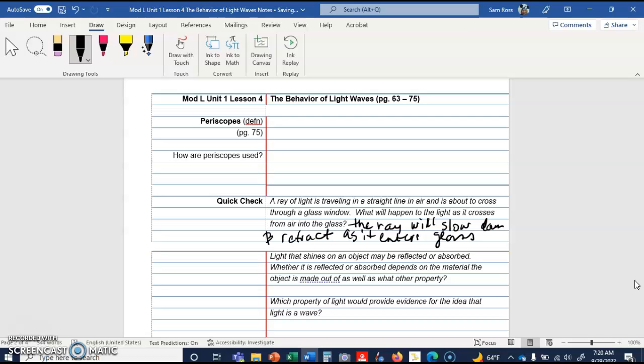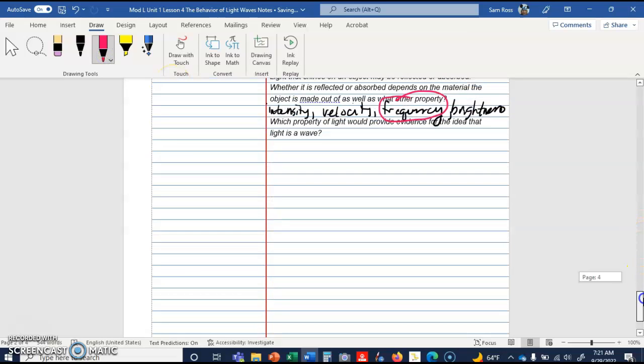Light that shines on an object may be reflected or absorbed. Whether it is reflected or absorbed depends on the material the light is made out of, as well as what other property. So our choices are the intensity of the light, the velocity of the light, the frequency, and the brightness. Which do you think it might be? It's going to be the frequency again. It's that whole properties of waves.